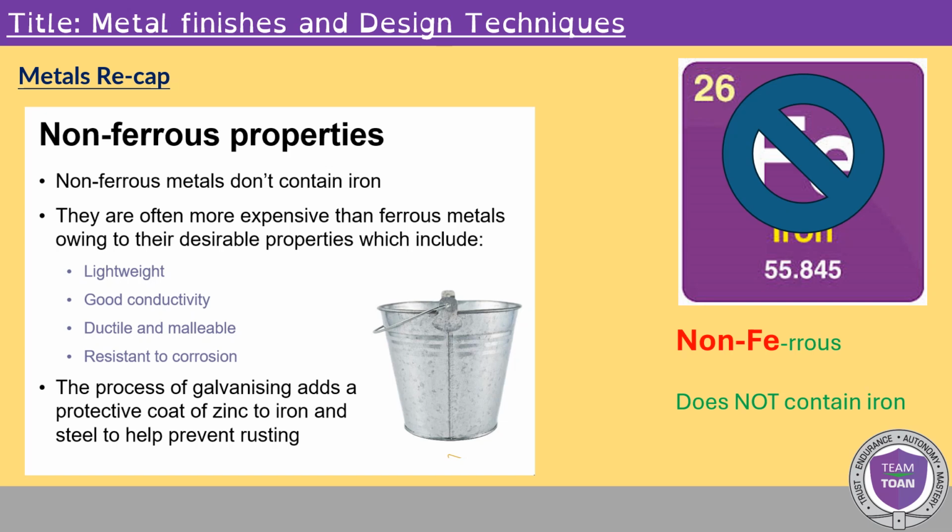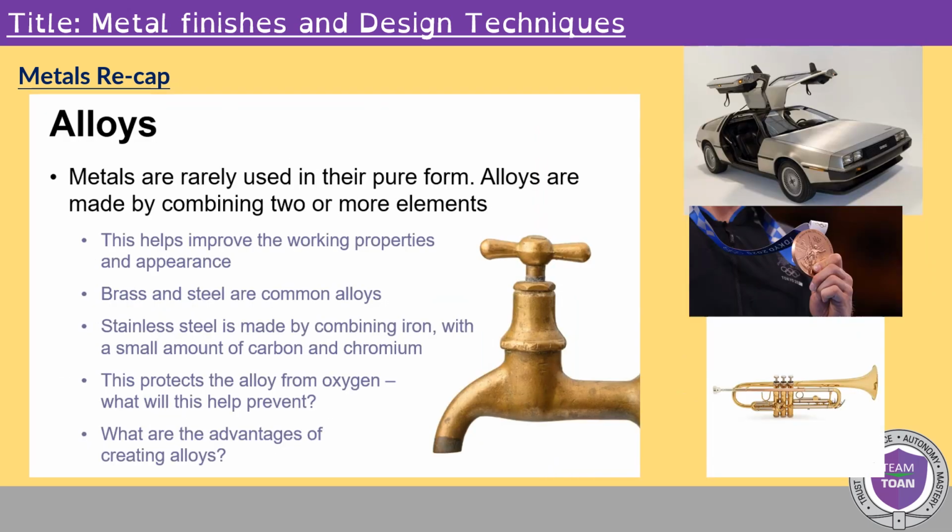The process of galvanizing adds a protective coat of zinc to iron and steel to help prevent rusting. Now, this is something that we have covered in metal finishes and finishes of materials. Alloys. This is the third and final category of metal. So metals are rarely used in their pure form. Alloys are made by combining two or more elements. This helps improve the working properties and appearance.